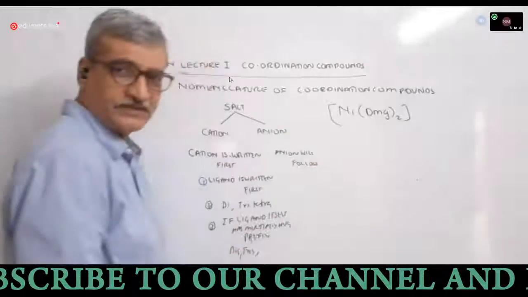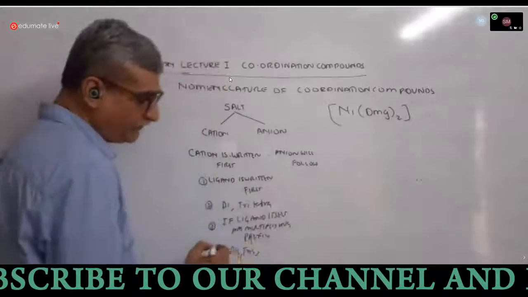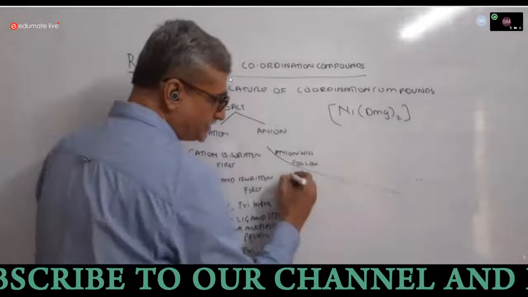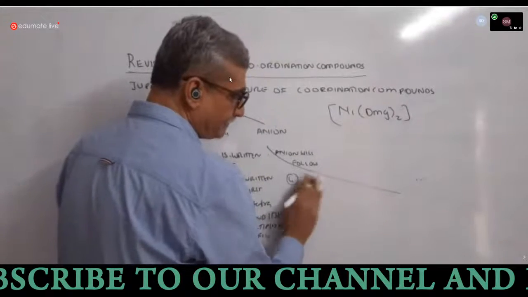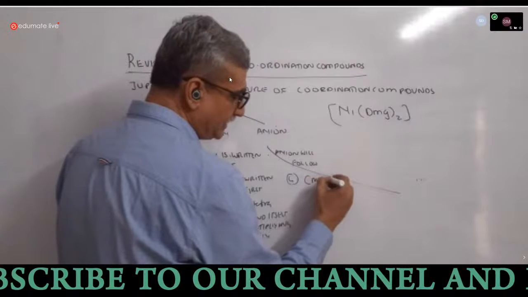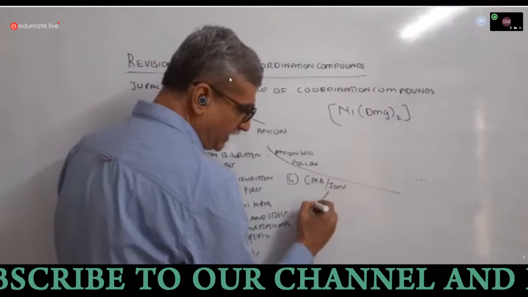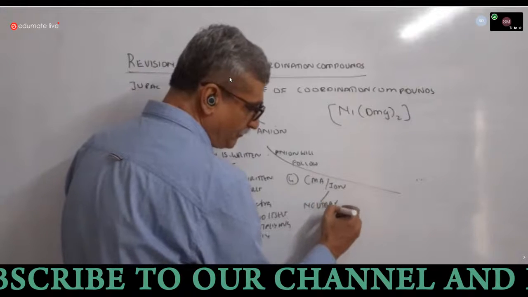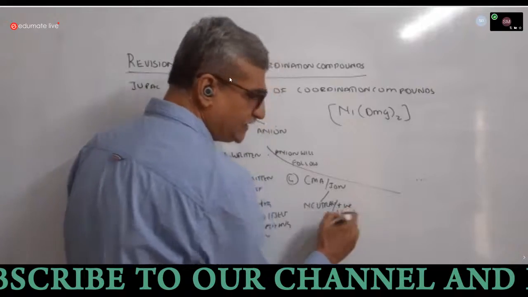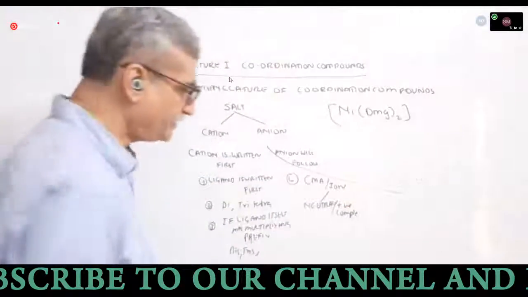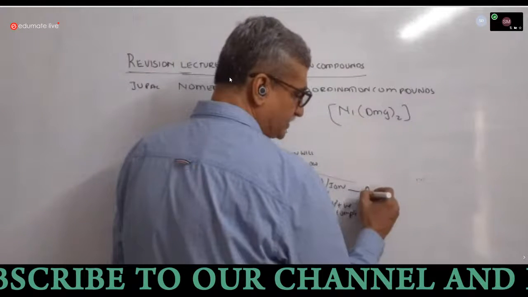Then what happens after that? The cation is written first. Then, the fourth point: write the name of the central metal atom. For neutral and positive complexes, just write the name of the metal. The problem happens when it is an anionic complex.